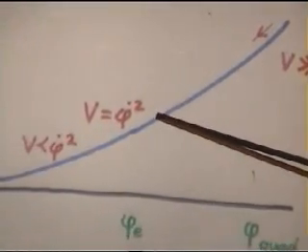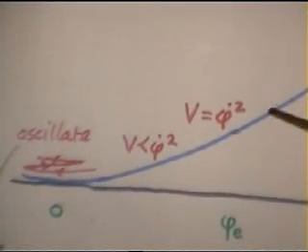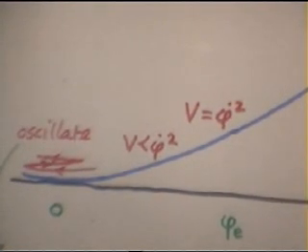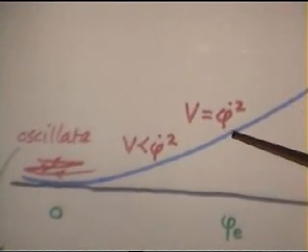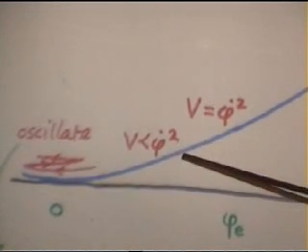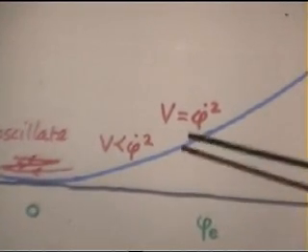Eventually, as this scalar field rolls down, it reaches a point where V equals phi dot squared, because it's picking up speed as it rolls down. So eventually this condition is going to be broken, and V will equal phi dot squared. Acceleration will stop. It will start to decelerate. This is the end of inflation over here.